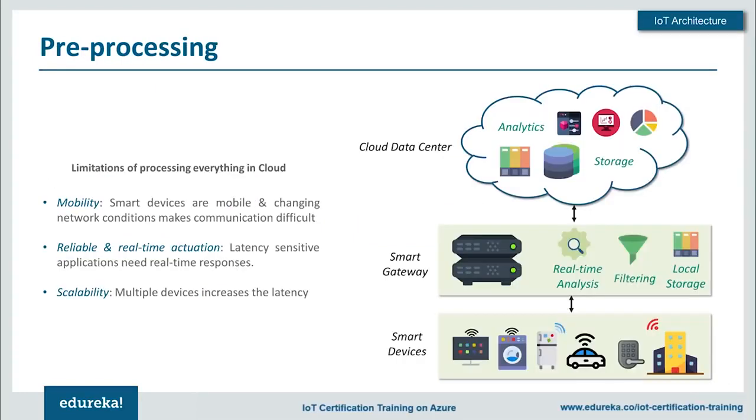Now, the next layer that we have is the pre-processing layer. But before I talk about the pre-processing layer, let's try to understand the limitations of trying to process everything on the cloud system, which is part of our ecosystem. One of the biggest challenges for me is mobility. Let's say my sensors are on devices which are in constant motion. Then it becomes a really high challenge to pass this information continuously to my cloud environment.